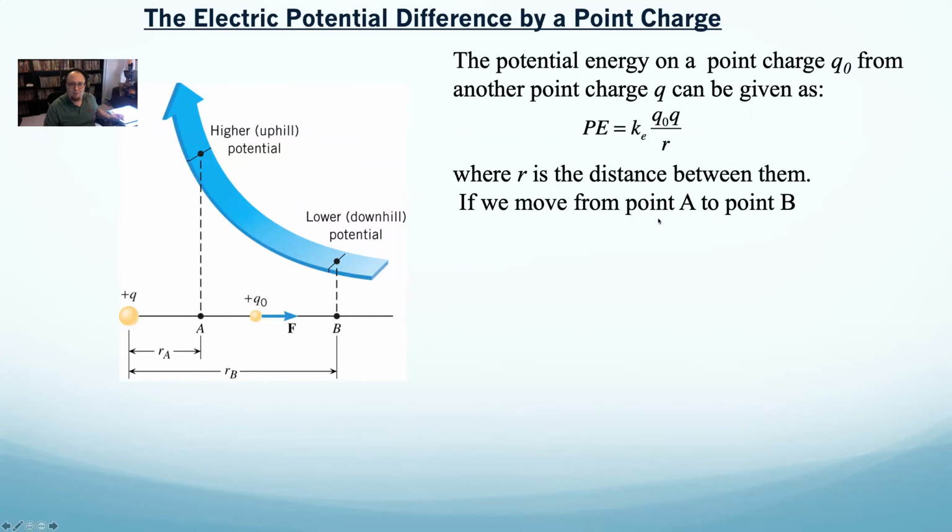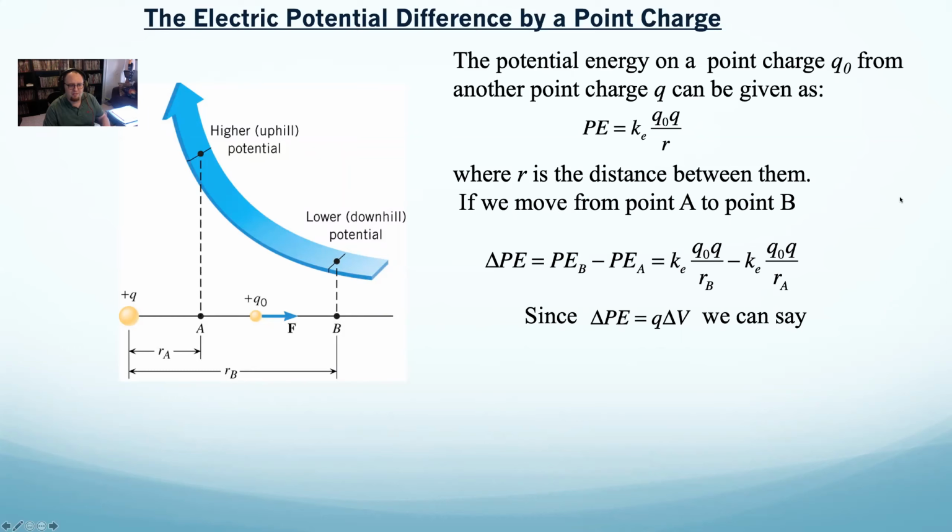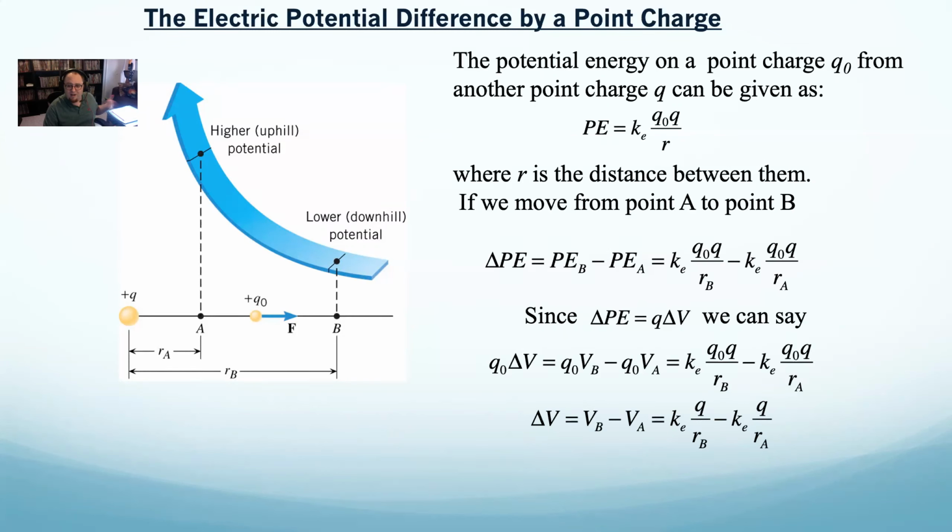if we want to move from point A to point B, we could follow through this, same idea we've been doing. But we already said delta PE equals q delta V. If I plug in those for my PEs, that means q delta V equals q V_B minus q V_A, which is the same thing I had. So I'll just divide out a q naught. And what that means is the potential difference between two points for a point charge will be k e q over r. Once again, this involves moving it from one spot to another, though.